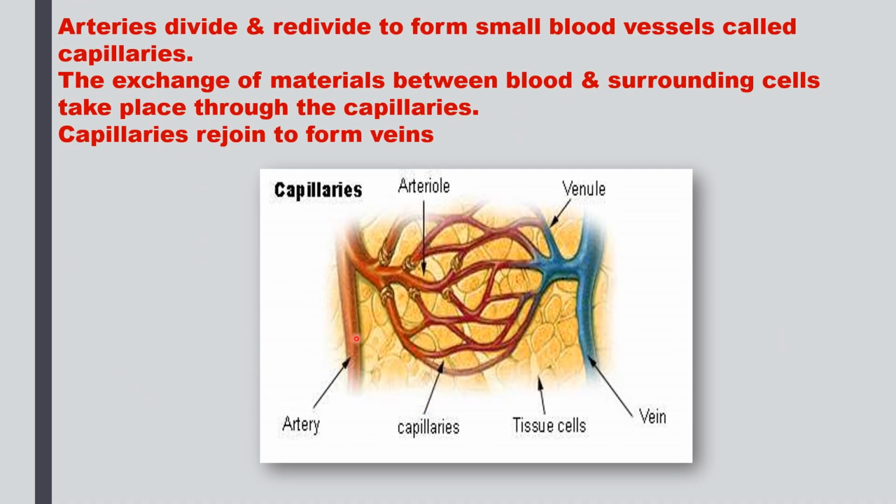The arteries divide and redivide to form small blood vessels called capillaries. In the capillaries, exchange of materials takes place between the blood and the surrounding cells in which the capillary lies. The capillaries unite together to form veins.